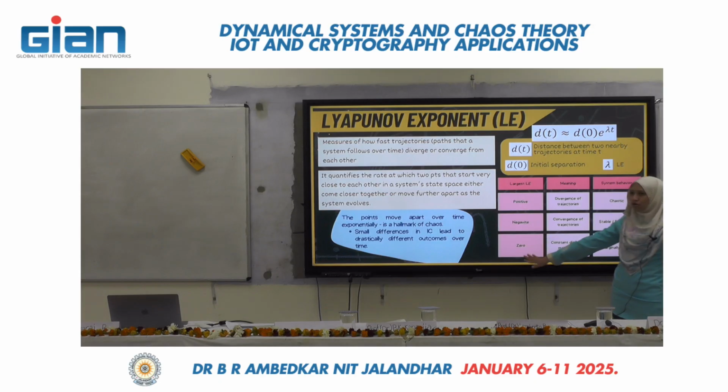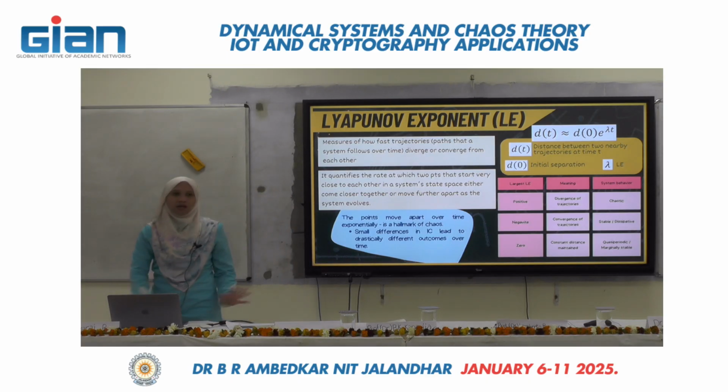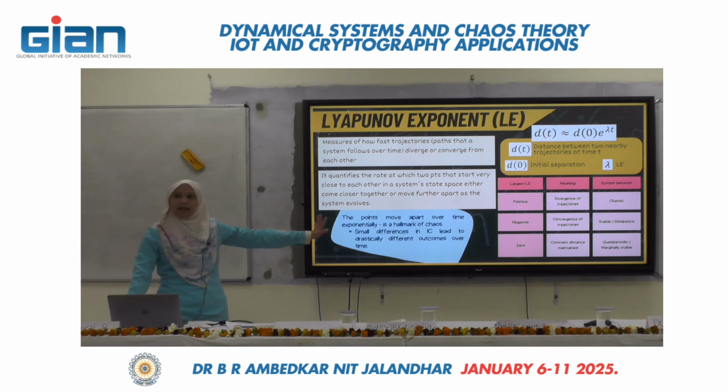And what about zero? If the Lyapunov exponent is zero, we can say a constant distance is maintained. I mean, it will be the same, because when we talk about the Lyapunov exponent, we check the difference between two points. So if it is zero, there is no change in distance at all. The system behavior would be quasi-periodic or marginally stable. So that is what we will have for the Lyapunov exponent. Later on, we will also go to MATLAB to find the Lyapunov exponent.